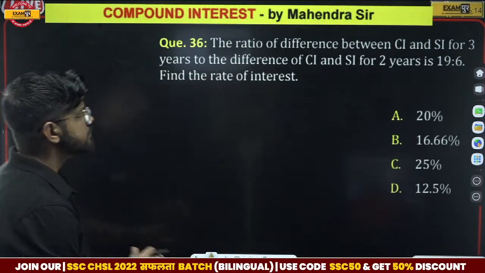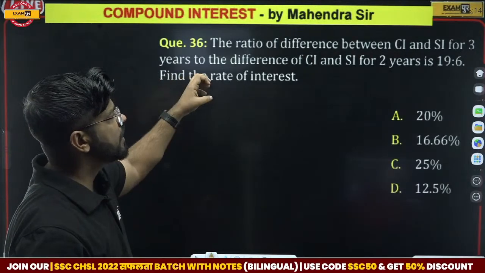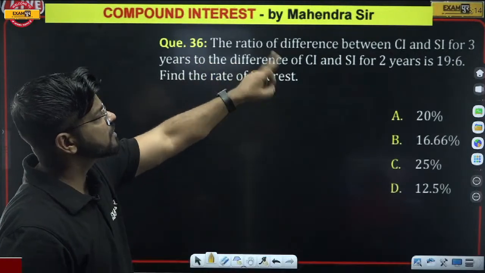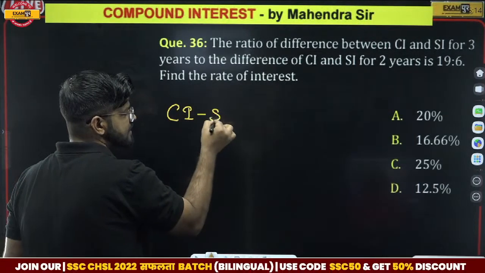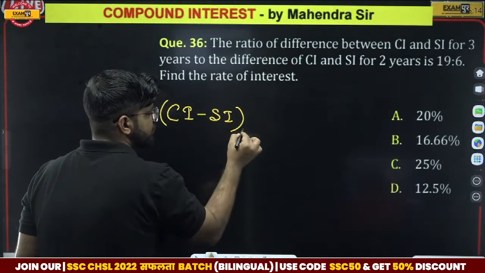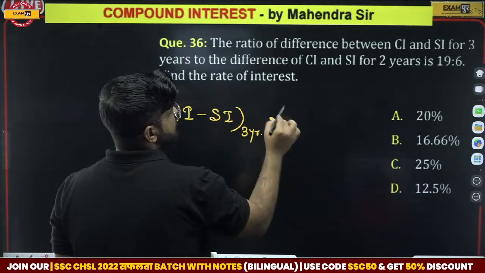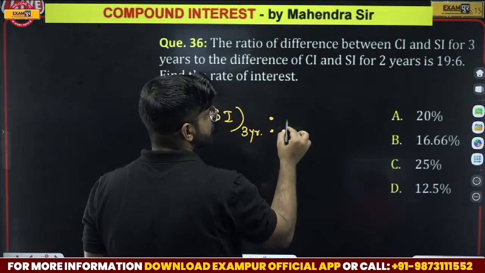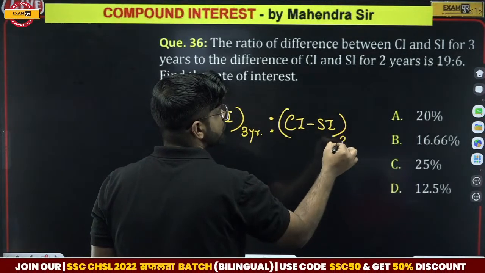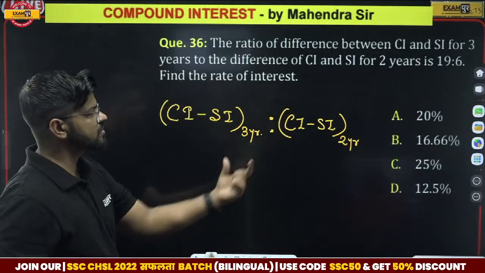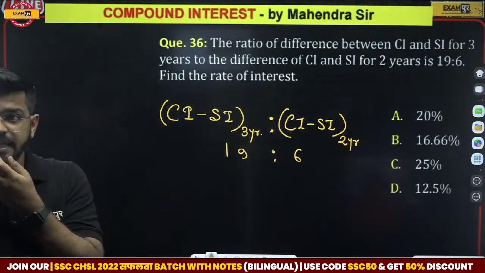Okay, the ratio, let me explain the question. The ratio between the difference of CI and SI for 3 years... the question is saying CI minus SI for 3 years, and the difference between CI and SI for 2 years, CI minus SI for 2 years. Now this ratio is given to you as 19:6.